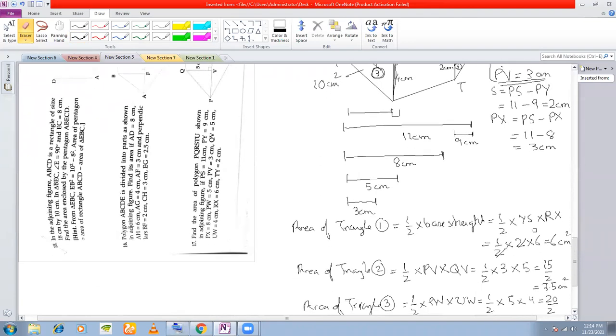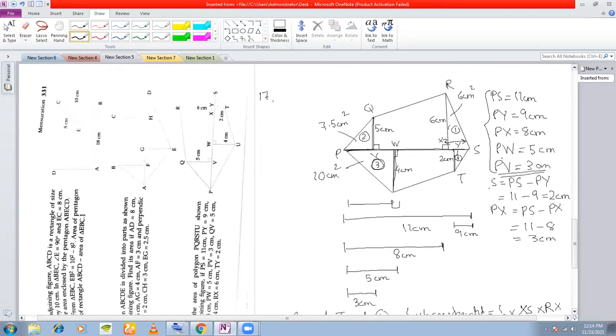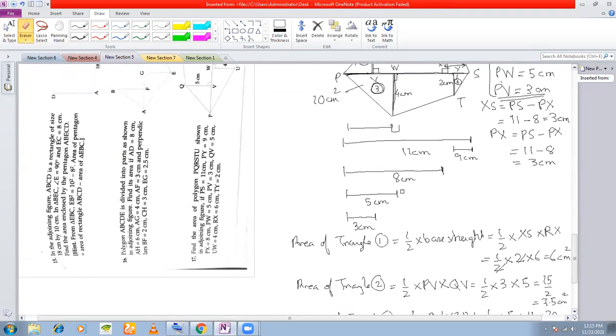So let me make my correction here. Half into XS into RX. So XS here, if you want to find out, coming back to area of triangle 1, this would be PS minus PX. So this will be 11 minus 8, which is equal to 3 centimeters. So when we are finding out the area of this triangle, this will be half into 3 here. Now you can cancel this, you get 9 centimeter square.